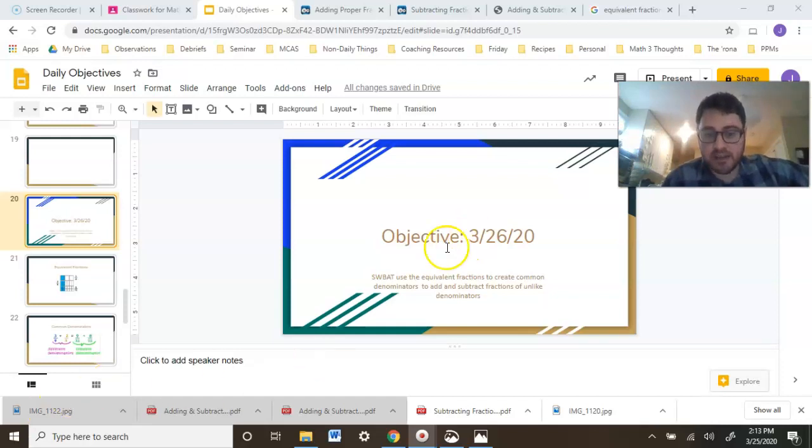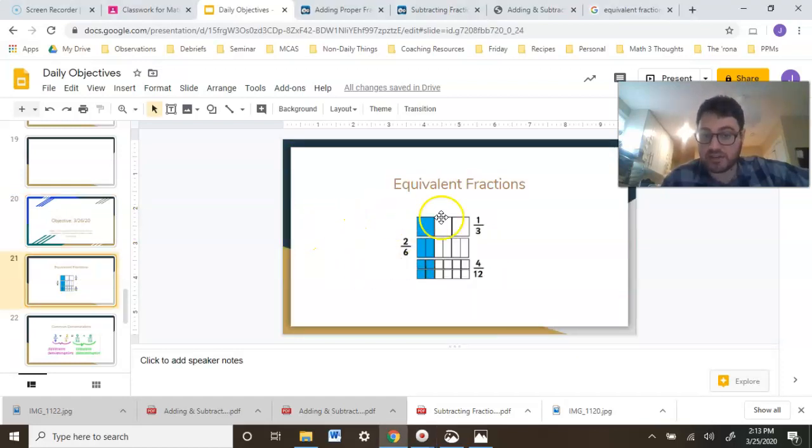Our objective is that students will be able to use equivalent fractions to create common denominators to add and subtract fractions of unlike denominator. So think about those words. Students van a usar equivalent fractions, fractions equivalentes. So right here, equivalent fractions. Different numbers, números diferentes, the same value, lo mismo valor, okay?